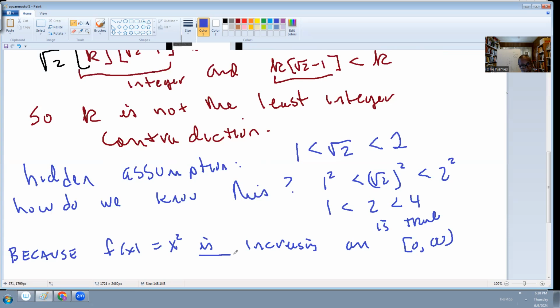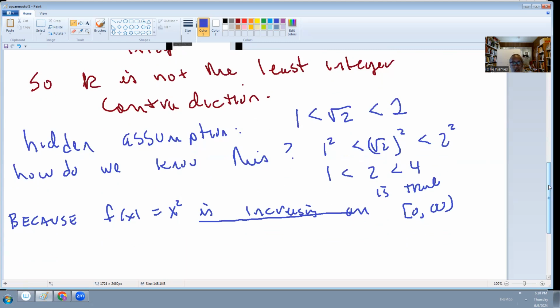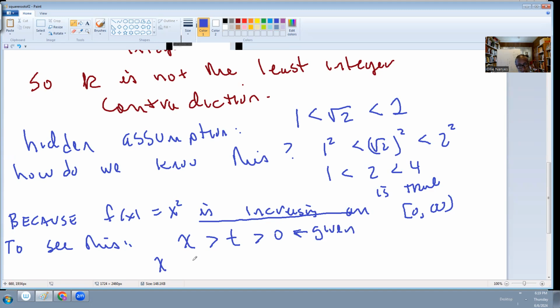Now, the question is, if we want to say it's increasing, how do we show that? And I'm not going to use calculus. So to see this, let's say x is greater than t, and let's say t is greater than 0. Now let's square this. So we're given that x is greater than t, which is greater than 0. Now, if we look at x squared minus t squared, we want to show that this is positive.